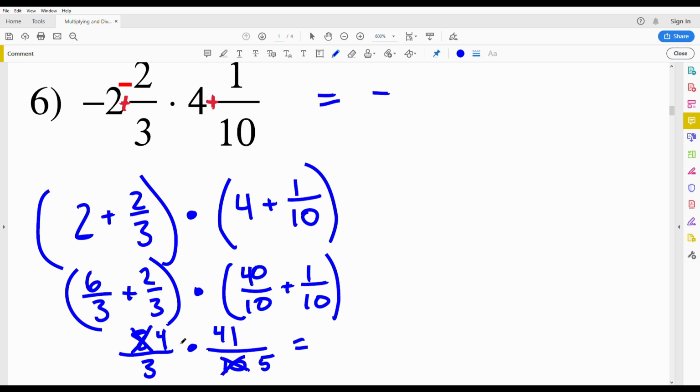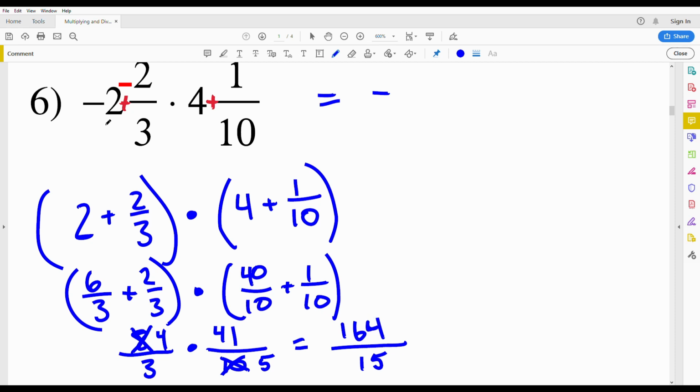So now I'm going to work with 4 times 4 1/... 41 times 4. 1 times 4 is 4. 4 times 4 is 16. So 164 over 3 times 5, which is 15. Now, I'm not saying this is an easy number to work with, but it's easier than what we previously had.